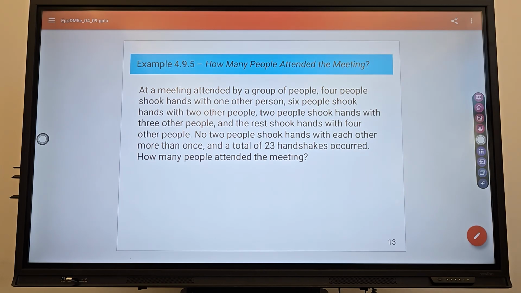Okay, now for a little bit more complex problem. At a meeting attended by a group of people, 4 people shook hands with 1 person, 6 people shook hands with 2 people, 2 people shook hands with 3 other people, and the rest shook hands with 4 other people. No 2 people shook hands with each other more than once, and a total of 23 handshakes occurred. How many people attended the meeting?